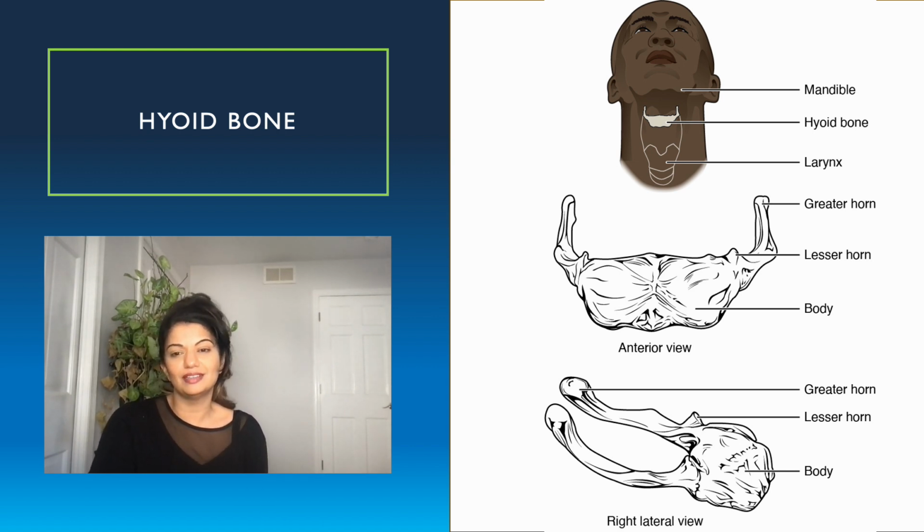So some of the features, there's not many. As you can see, it's a very small bone, but we've got the greater horn, and we've got an anterior and lateral view of that. And then we've got the lesser horn, so fairly easy to remember. And then, of course, the body. That's essentially the hyoid bone.